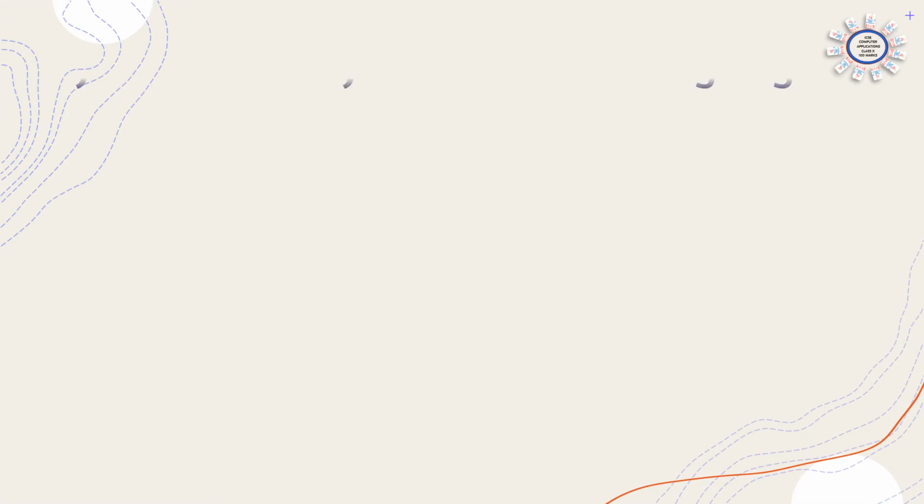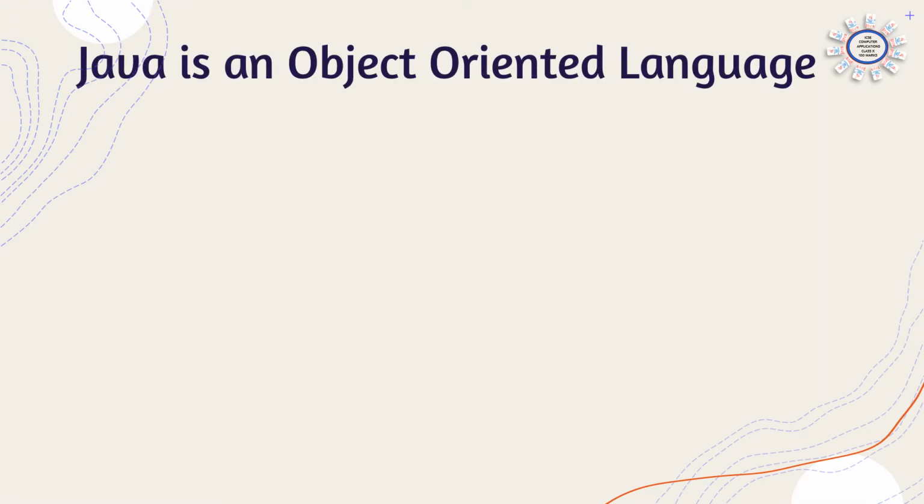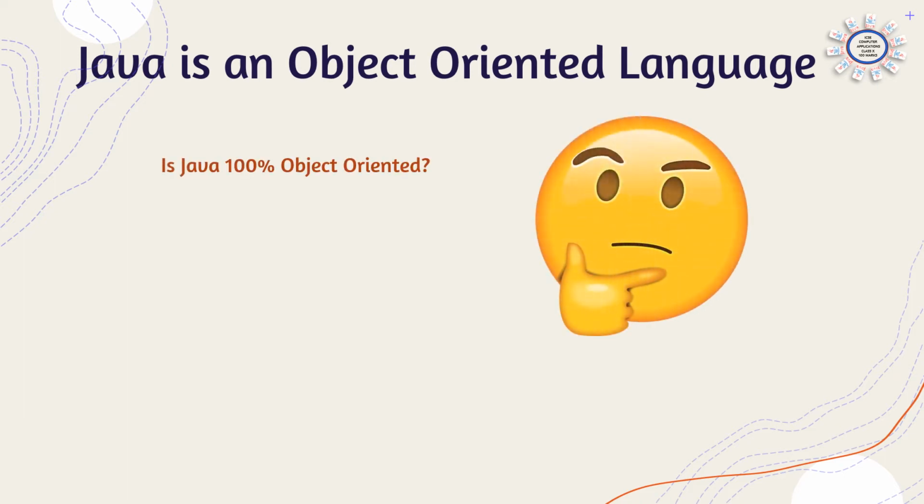Coming to the next topic, all of us know Java is an object-oriented language. Now the question arises, is Java 100% object-oriented? Think about that. We have objects in classes in a Java program, but we also have primitive data types. And these primitive data types are not objects. So we cannot say Java is 100% object oriented. Java is 99.9% object oriented.